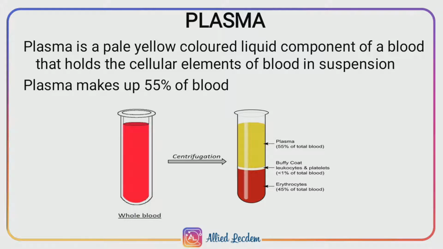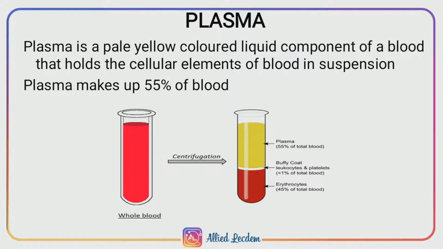Next is the composition of plasma. Plasma consists of 92 percent water and 6 to 8 percent proteins. Plasma contains small amounts of minerals like sodium, calcium, magnesium, bicarbonate, chloride, etc. Glucose, amino acids, and lipids are also present in plasma.